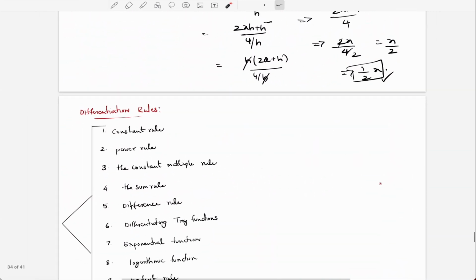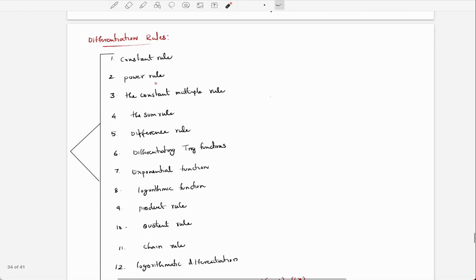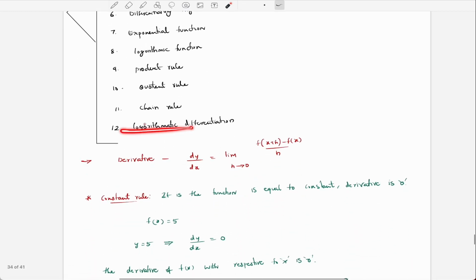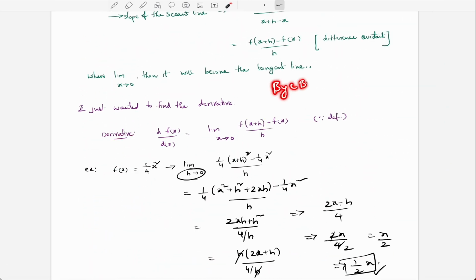In our next lectures I want to discuss the differentiation rules. We have 12 rules over here, which I have explained in great detail. I hope you enjoy this lecture.